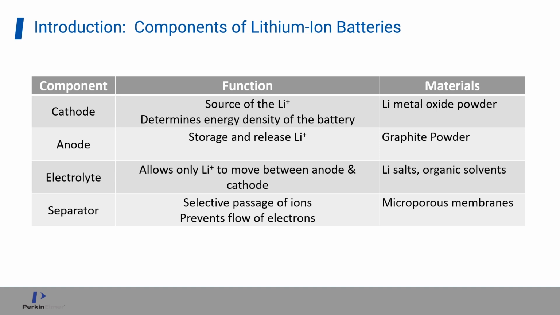The anode stores and releases lithium ions, while the electrolyte allows only lithium ions to move between the anode and the cathode. The separator prevents the flow of electrons between the anode and the cathode and allows only selective passage of the ions. As we can see, there are examples of materials for each of these components.